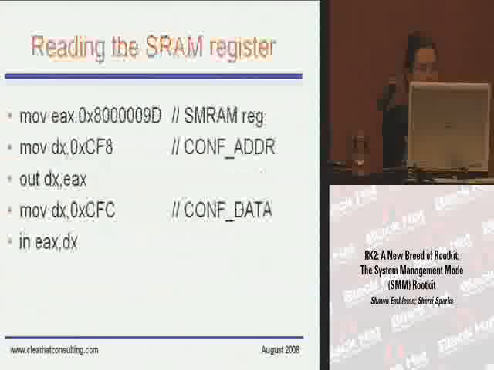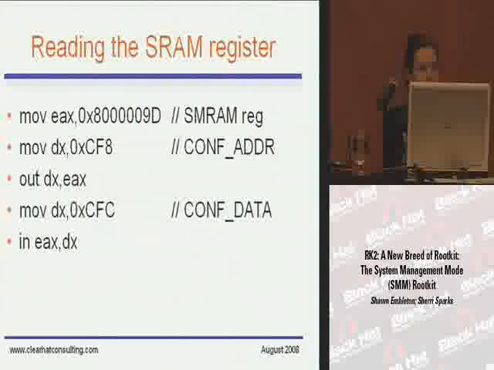So here's a little snippet of code that shows how you might read the SMRAM register. We move the configuration space address location into EAX, which is the location of the SRAM register in the chipset. We move CF8 into DX, that's our configuration address register, and execute an out to write to the configuration address register and set it up for the SRAM register. And then we load CFC into DX, which is our configuration data register, execute an in, and EAX at this point should contain the value of the SRAM control register.